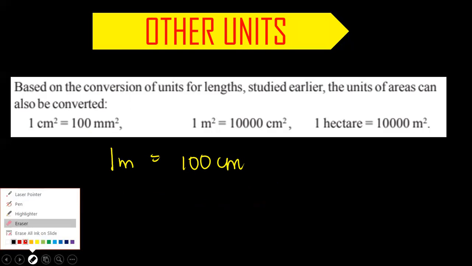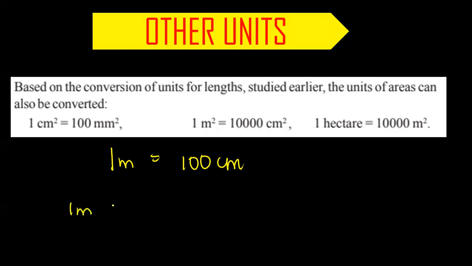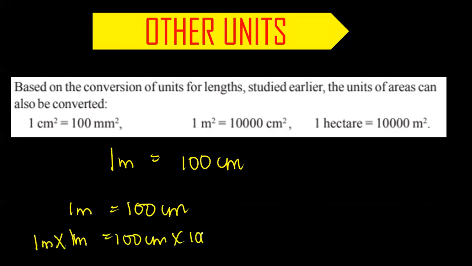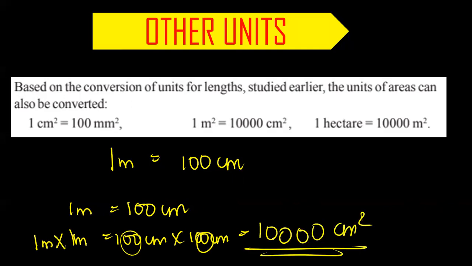What actually takes place is, if I say 1 meter is 100 centimeter, then 1 meter square is 1 meter into 1 meter, which is 100 centimeter into 100 centimeter, which is 10,000 centimeter square. So 1 meter square is 10,000 centimeter square.